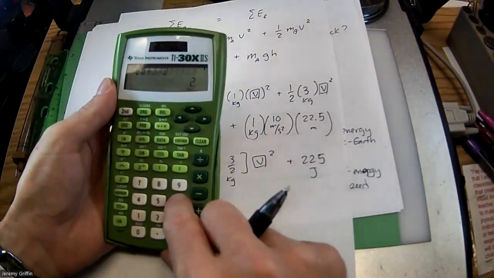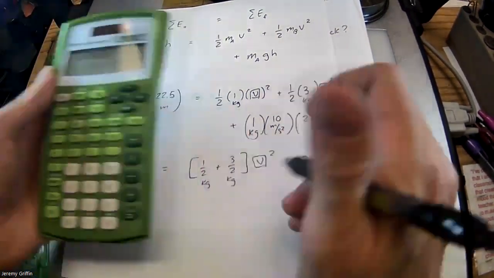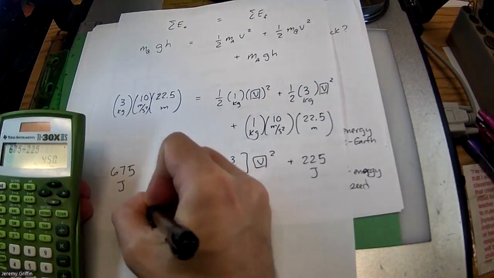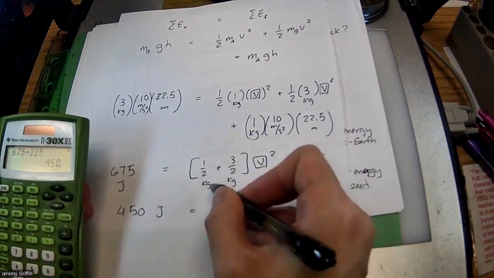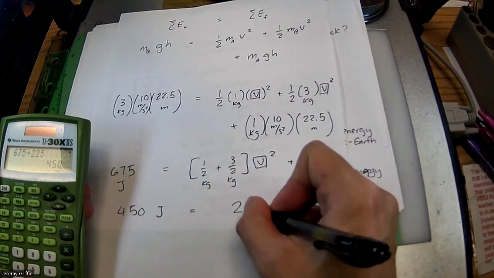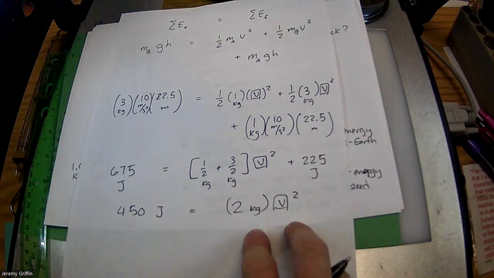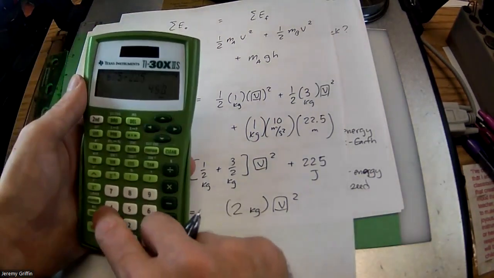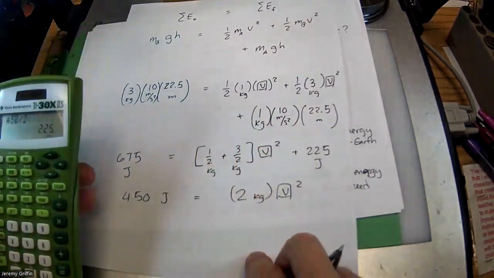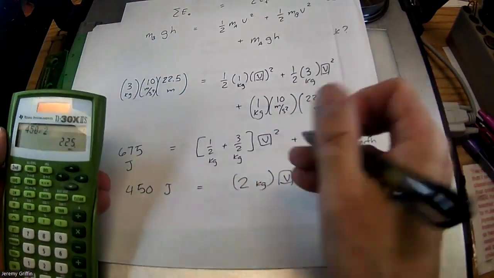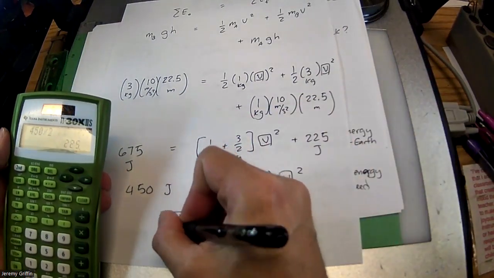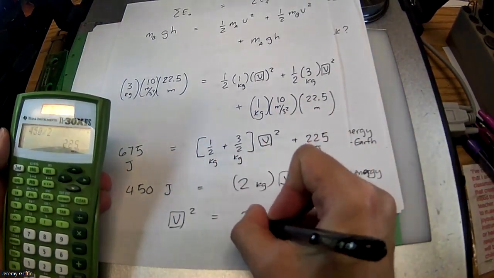But 675 minus 225, looking at 450 joules is equal to, just go ahead and combine these two fractions, 2 kilograms times v squared. You guys got that? Okay. Divide down 2 kilograms, 450 divided by 2 is 225. So v squared is 225.